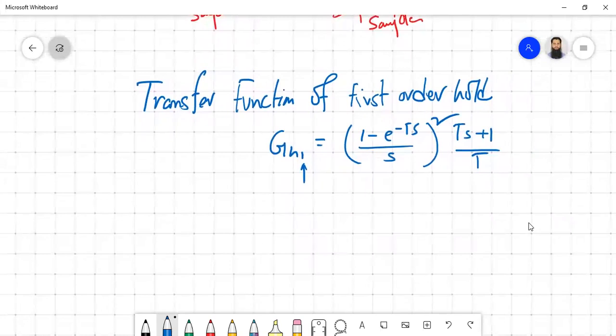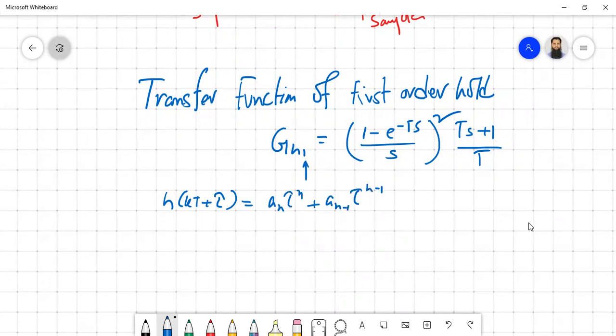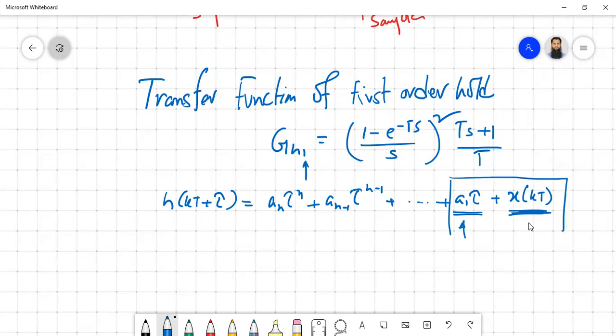So from the polynomial equation, h(kT + tau) equals a_n tau^n + a_(n-1) tau^(n-1) and so on, up to a1 tau plus x(kT). x(kT) is the current value of the sample, and this one has to be the next sample, basically. So how we are plotting in between is what we need to figure out. For the zeroth order hold, we actually use only one value. Now we are going to take two values. So eventually our equation will be based on this one.